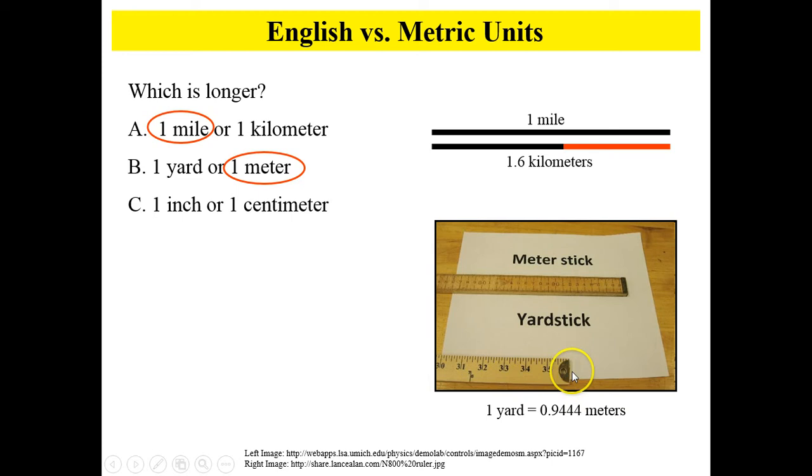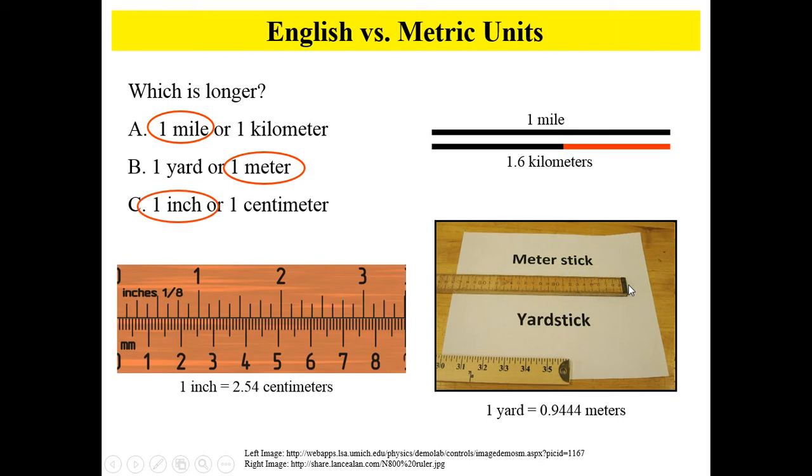Notice here that 1 meter stick ends here, 1 yard stick ends here, while 1 meter stick continues on. And finally, 1 inch is longer than 1 centimeter. You see on our close-up view of a metric ruler, 1 inch is here, but 1 centimeter is all the way back here.